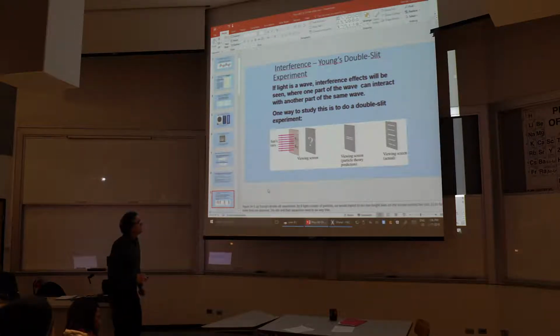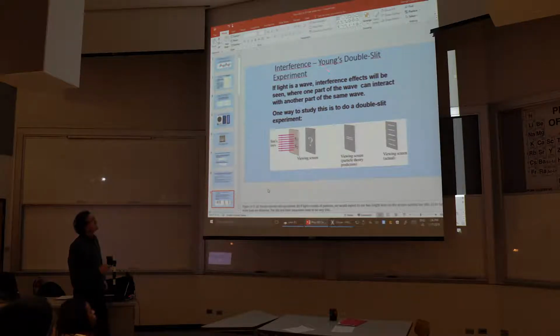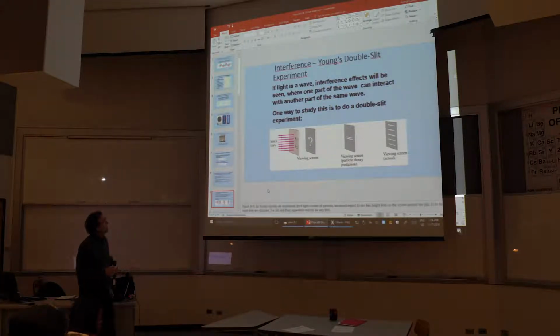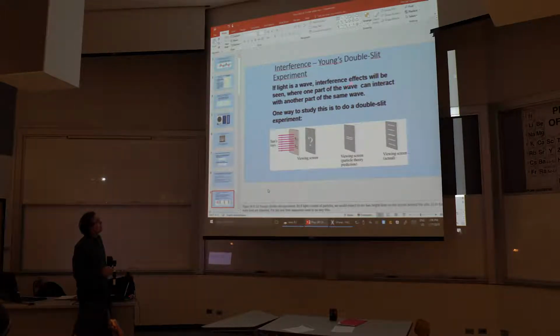And the first example in the book is what is called the Young's double slit experiment, named after the famous physicist that first discovered this phenomenon. And basically, the idea is that if light is a wave, then interference effects should be seen where one part of the wave, say the wave that goes through slit number one, can interfere with another part of the wave, for example, light that goes through slit number two. And one way to study this interference and diffraction is to study what happens in a double slit experiment.